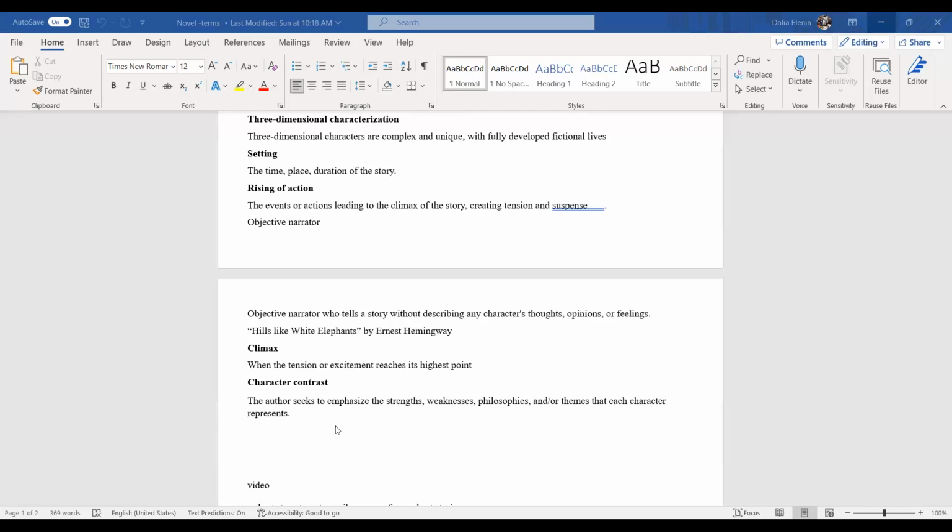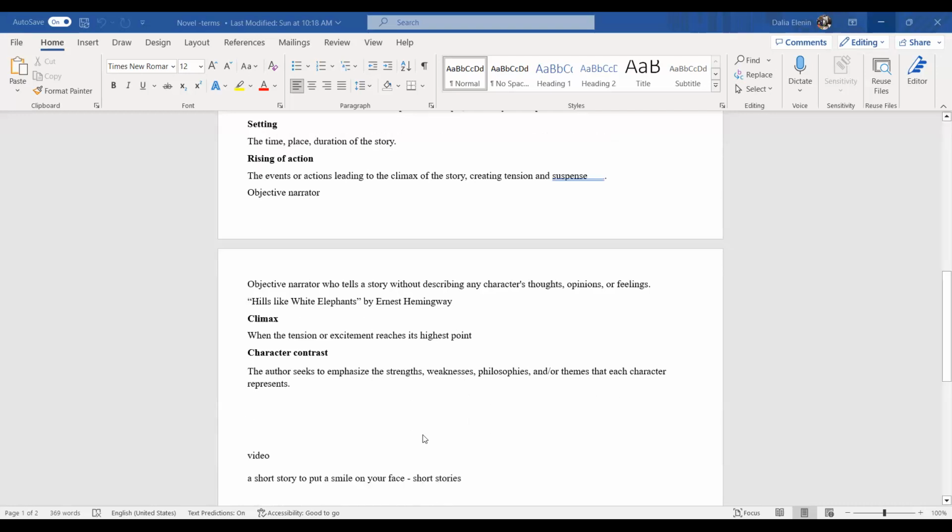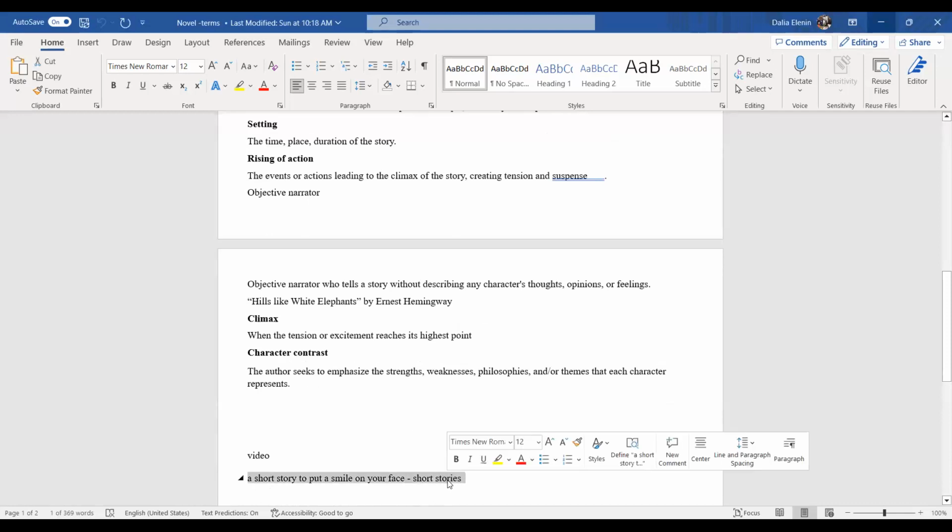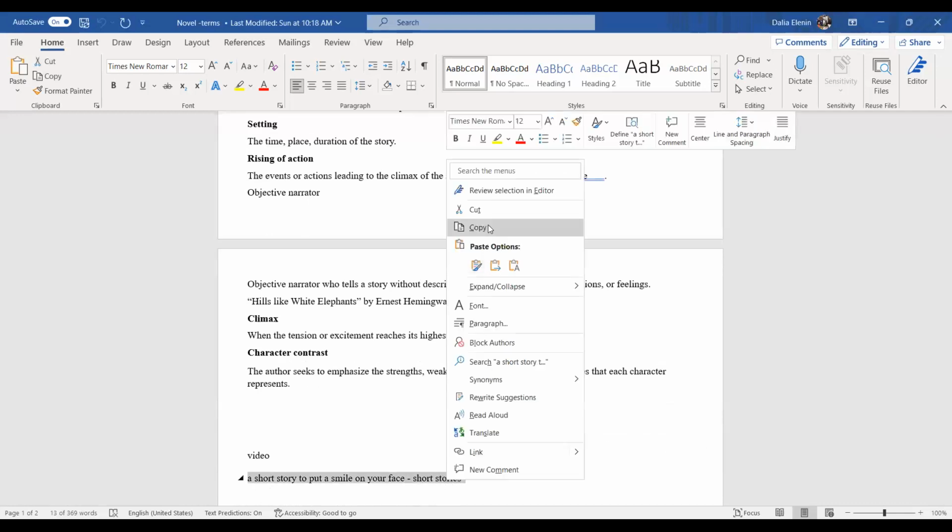The character contrast is where the author seeks to emphasize the strengths and weaknesses and the philosophies or themes that each character would be caring for. So the most important thing for us now is to focus on what would be required from you in story analysis. You will be required to talk about the characters, to track their development.